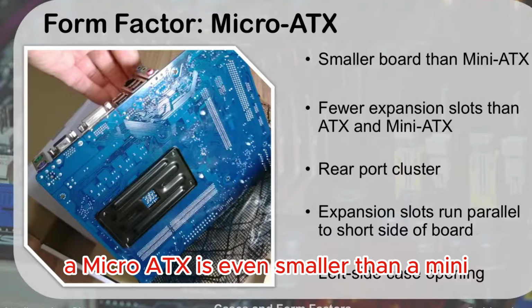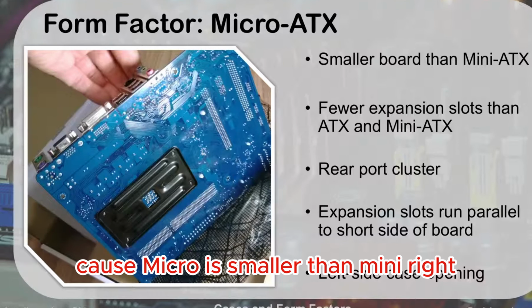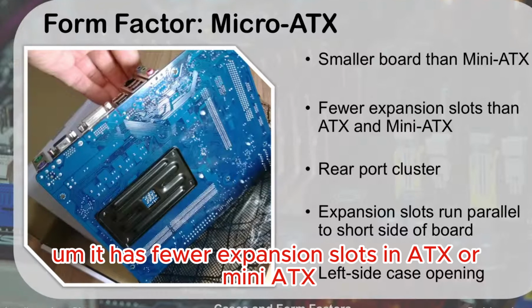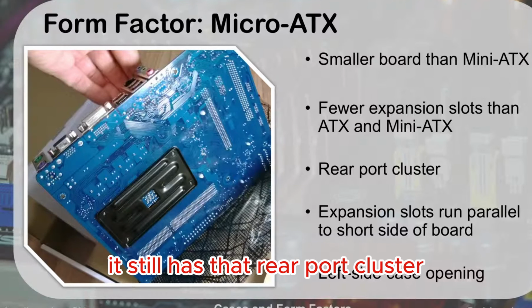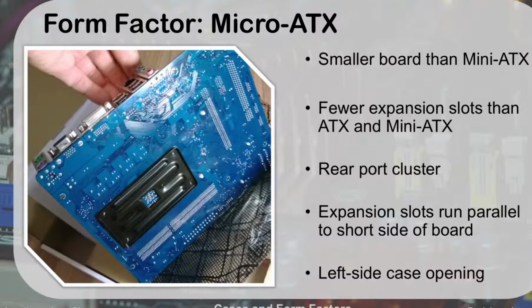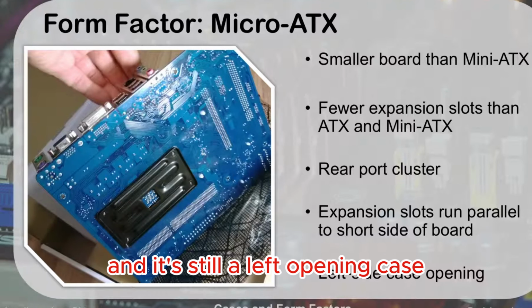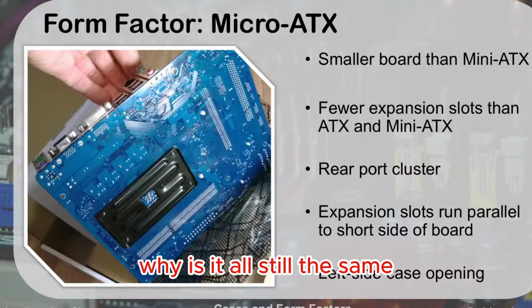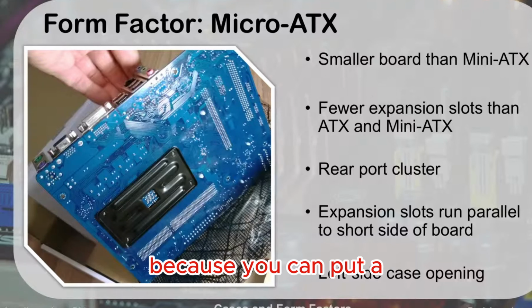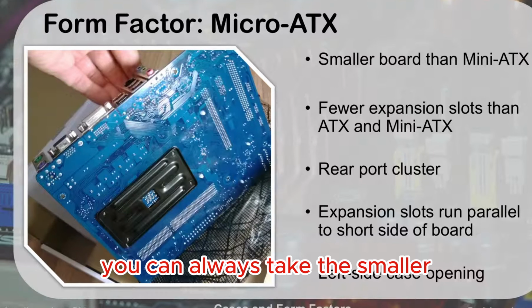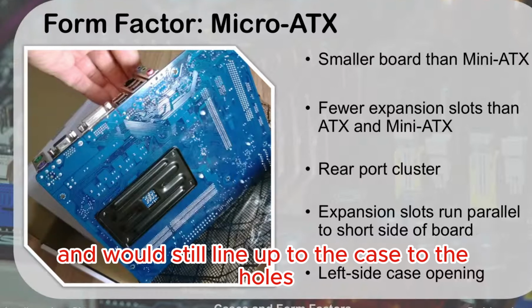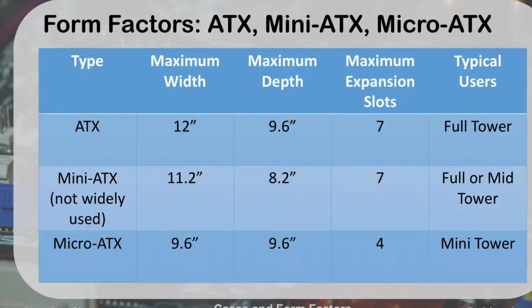A micro ATX is even smaller than a mini, because micro is smaller than mini, right? It has fewer expansion slots than ATX or mini ATX. It may only have one, or it may have none. It still has that rear port cluster. It still has the expansion slots that are parallel to the short side of the board, and it's still a left opening case. Why is it all still the same? Because you can put a micro board in a full ATX size case if you wanted to, right? You can always take the smaller and put it in the bigger case and it would still line up to the case, to the holes.